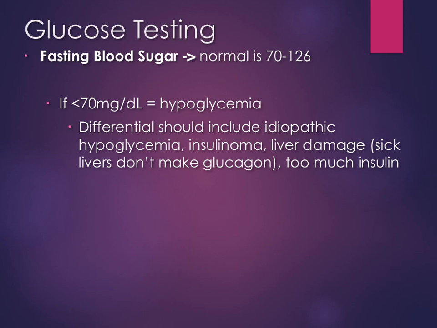Now, if the fasting glucose is less than 70, then they have hypoglycemia. And the differentials for this should include idiopathic hypoglycemia, an insulinoma, or liver damage, or just somebody who just took too much insulin that day.